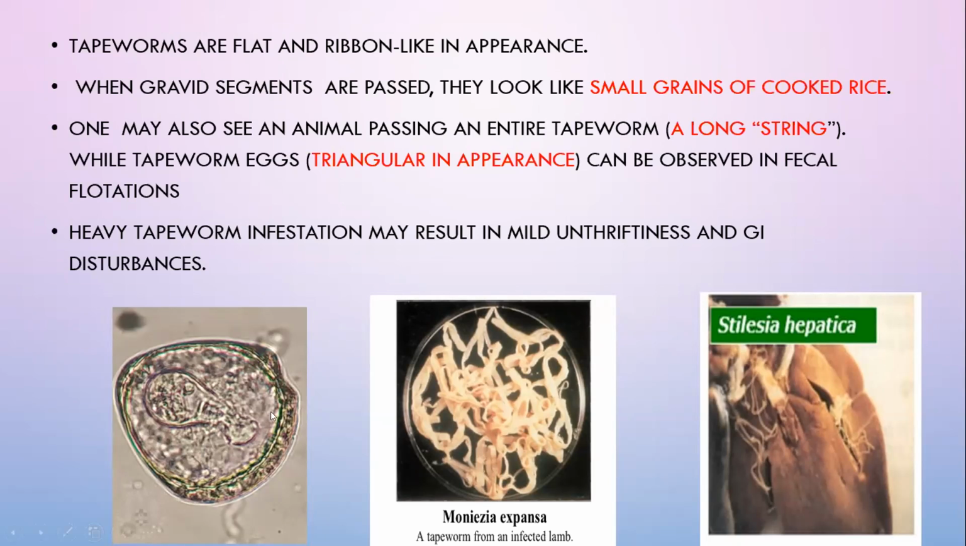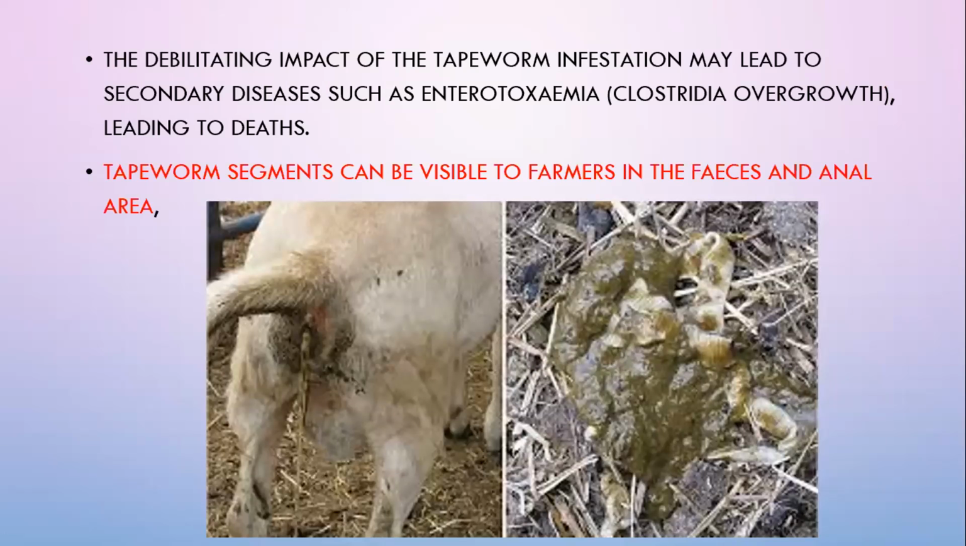They look like this. They are mostly triangular in shape, sometimes rectangular, and there is a pyriform apparatus inside. These Moniezia species are mostly pathogenic in young animals. Present in lesser numbers, there may not be any clinical manifestation, but if present in more numbers, they cause unthriftiness and a lot of GI disturbances. The easy way to diagnose this is that most of the time the farmer can see the tapeworm segments in the dung itself.